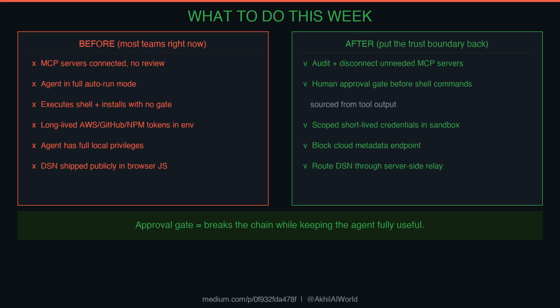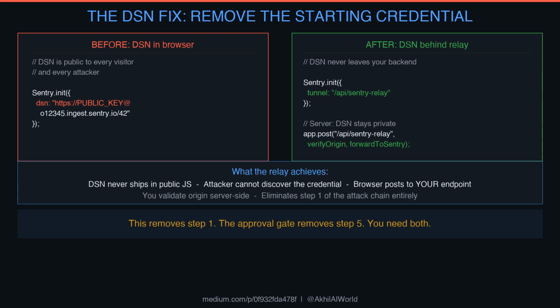Agent jacking depends entirely on the fully autonomous step where the agent executes a tool-sourced command with no human in the loop. Put a confirmation in front of that step, and you break the chain while keeping the agent fully useful for generation and planning. The DSN fix removes the credential the entire attack chain starts from.